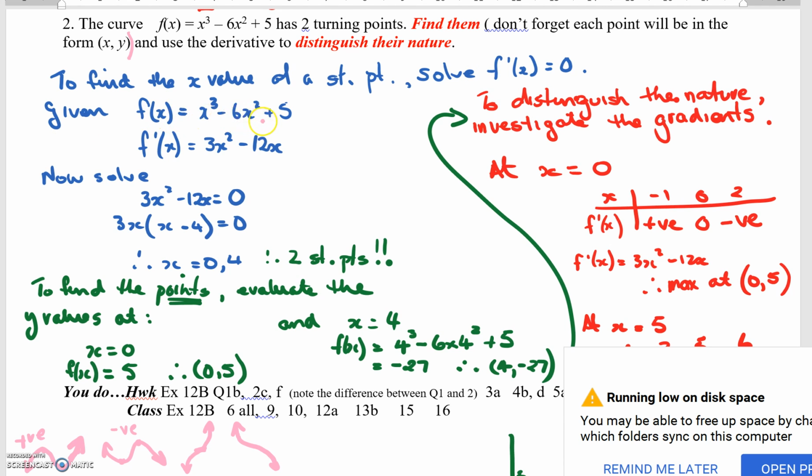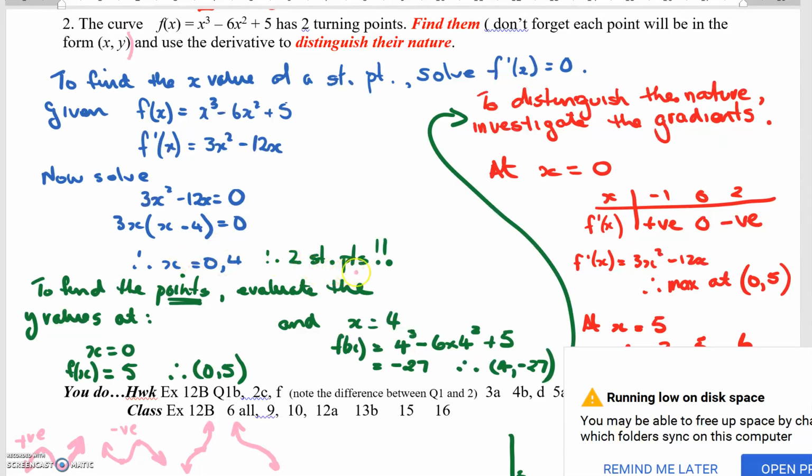So this is our function, this is our derivative, solve it equal to 0, and we get 2 x values, 0 and 4. Please stop the video at any time if you want to rewrite this out yourself and take it a little bit more slowly. You'll have the option to do that. Just pause the video, write down your solution and have a think about what you've written.